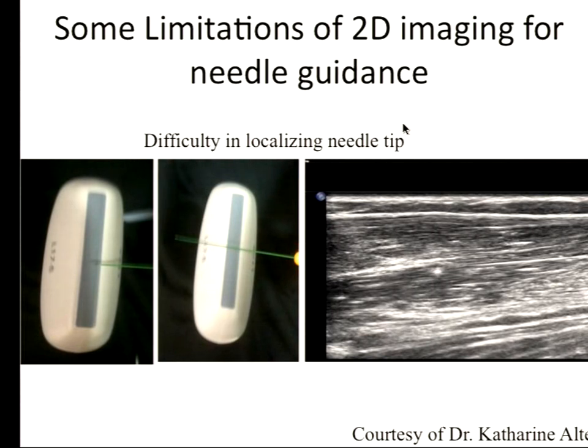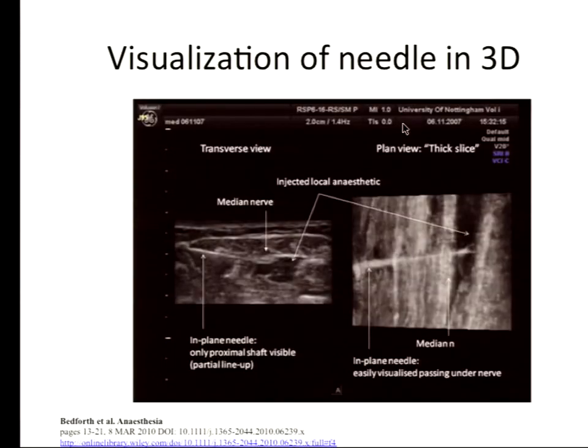If you're looking at the needle in a transverse plane, it's difficult to locate where the origin of the needle is, or the tip of the needle is. So these are standard problems with 2D imaging. So now the question is, does 3D help solve these problems? Now it seems potentially useful because you have now one more degree of freedom to visualize the needle tip.